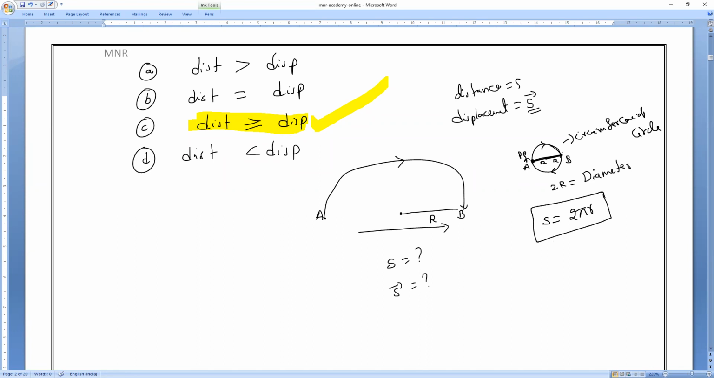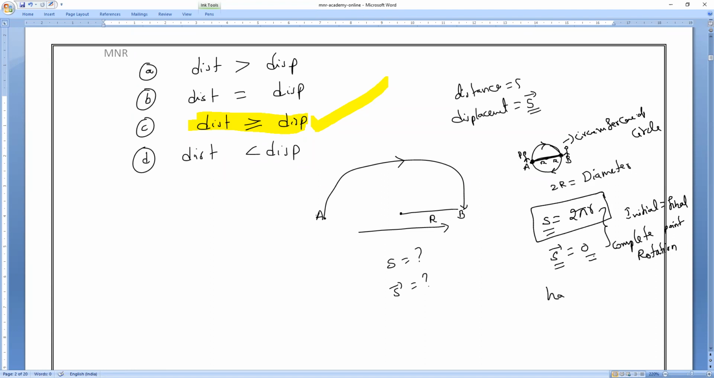And what is the displacement? If we come to point A again, the displacement is equal to 0. Why? Initial point is equal to what? The final point. So when he makes a complete rotation, displacement is equal to 0. If he makes a half rotation, he is at A and reaches B. So for a complete rotation, distance is equal to 2πr and displacement is equal to 0.